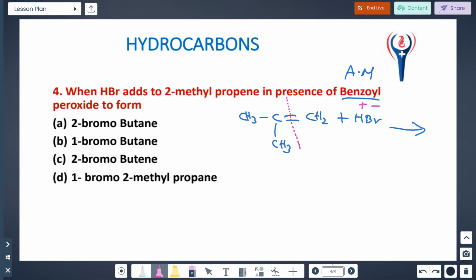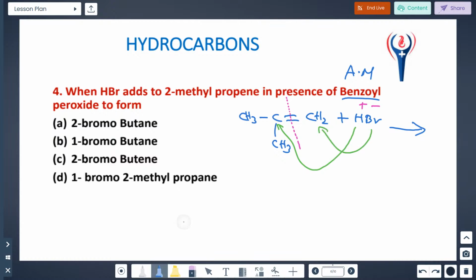Okay. So usually Markovnikov rule means the negative part goes to the carbon atom which carries less number of hydrogen. But here the positive part goes to the carbon atom which carries less number of hydrogen. This carbon has no hydrogen. Okay, positive part there. Then the negative part goes to the other side. This is all simple.